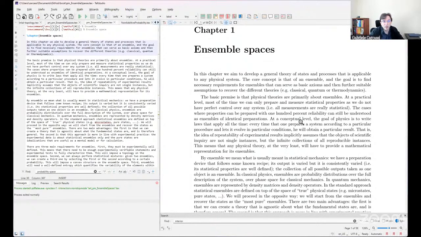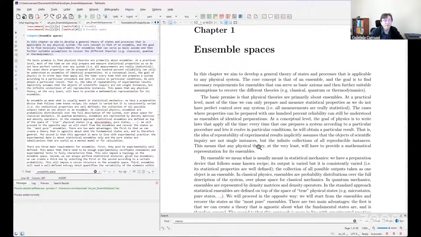At a conceptual level, the goal of physics is to write laws that apply all the time. Every time that one prepares a system according to a particular procedure and lets it evolve in particular conditions, one will obtain a particular result. That is, the idea of repeatability of experimental results implicitly assumes that the objects of scientific inquiry are not single instances, but the infinite collection of all reproducible instances.